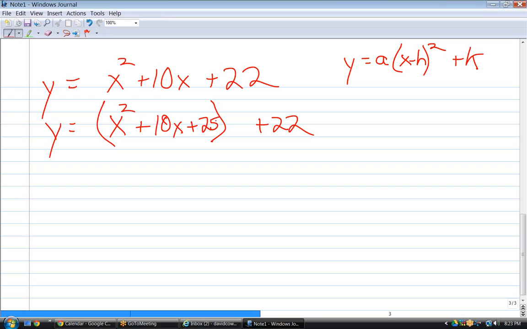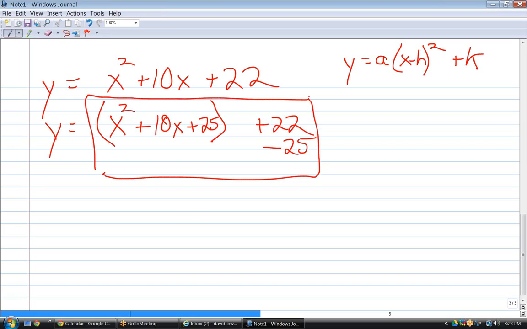Now, me writing in 25 like that, I just changed the whole value of that equation. So what do I need to do to the same side to counterbalance that 25? Add 25 to 22. Subtract 25. Subtract. Yeah. Notice that now the entire right side of the equation equals what I started with. The 25s would cancel, and you'd be left with just the 22. Okay, you with me? Yeah.